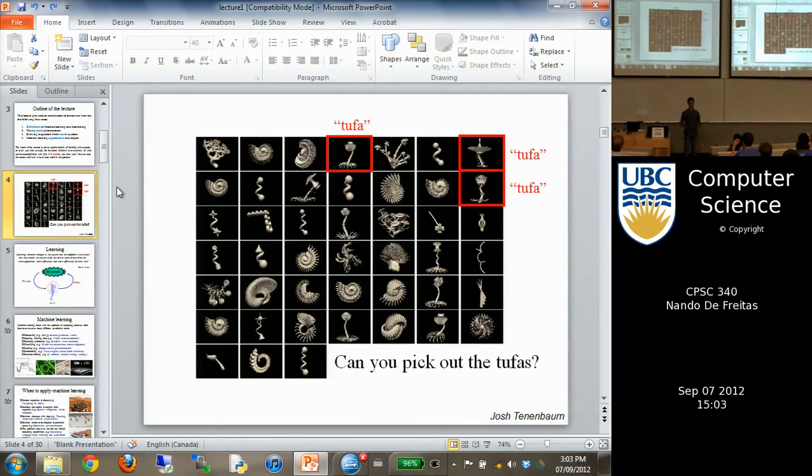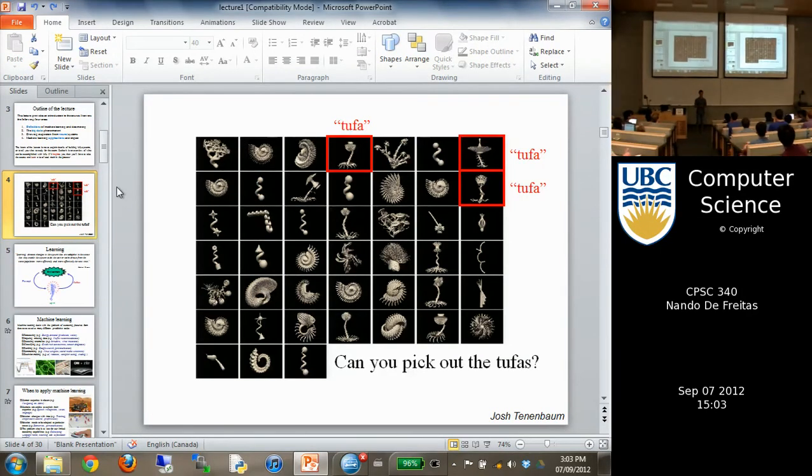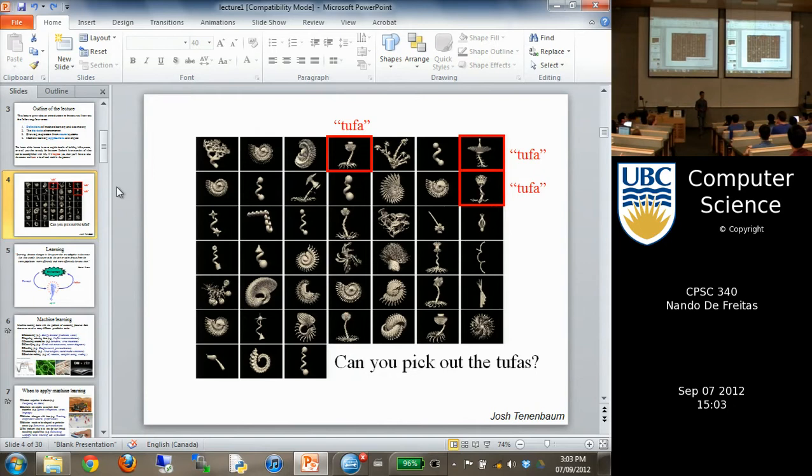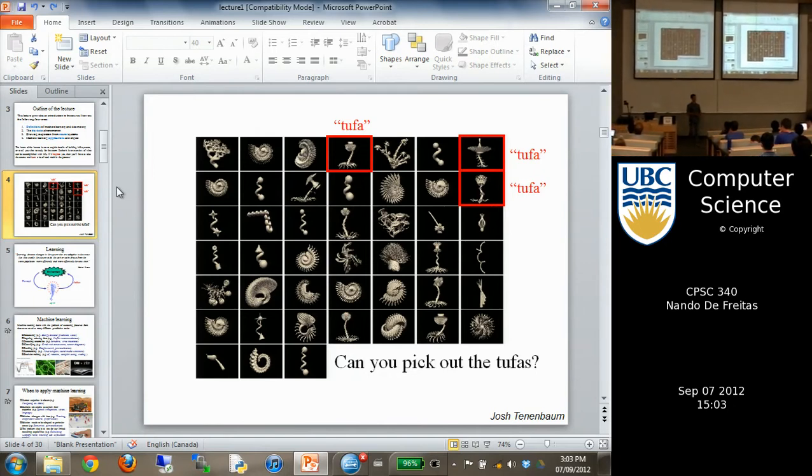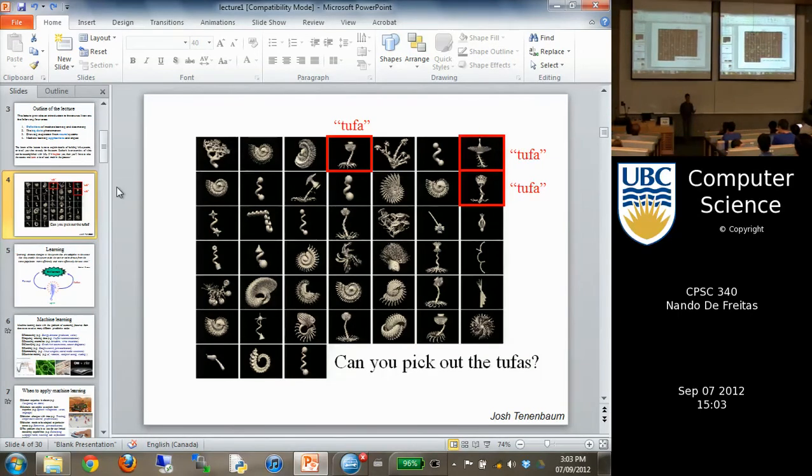Now you should know what a tufa is. Here is an example and a label. And it's possible to get a computer to then learn what something is. If we are able to solve problems like computer vision and perception and understanding language, this is the way to go. Okay?